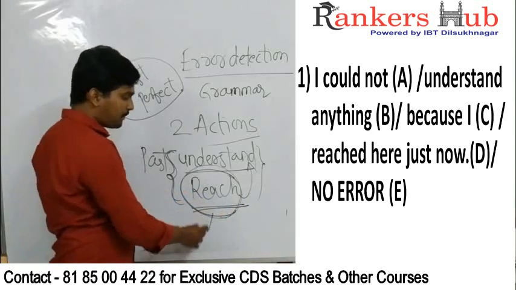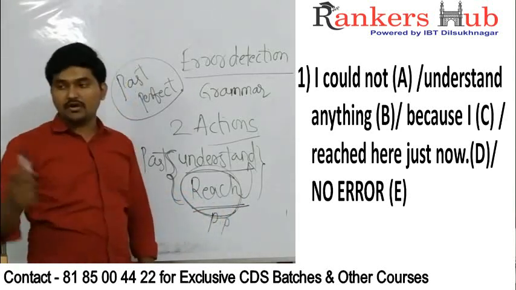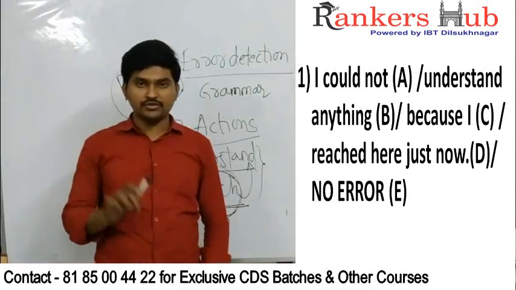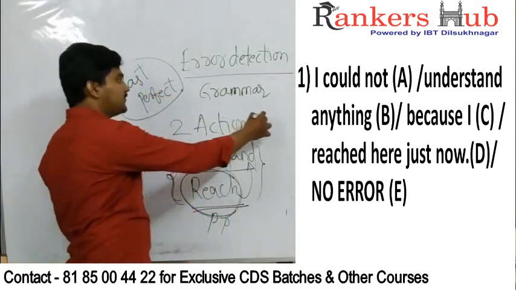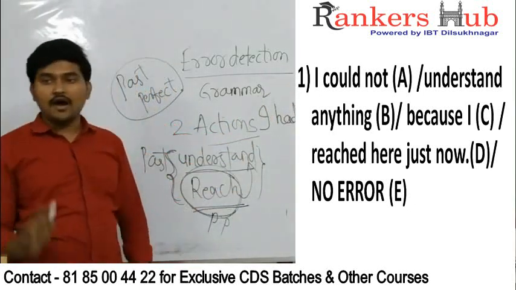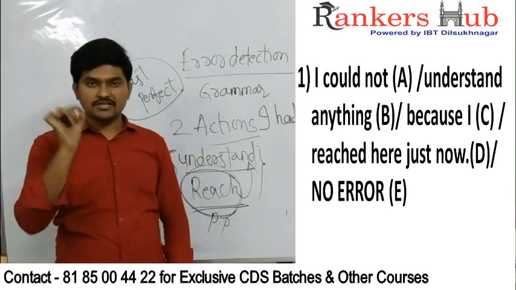Now this must be in past perfect tense, but it is not used in past perfect. It is used in simple past, subject plus V2, and that is incorrect. Now what is the correction needed in the statement? The only correction required is "I had reached here just now."